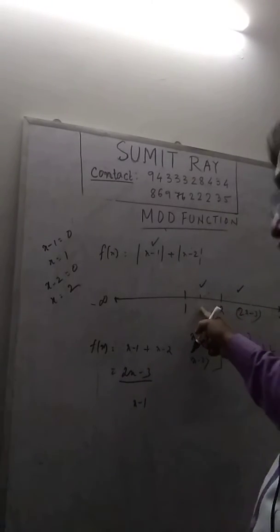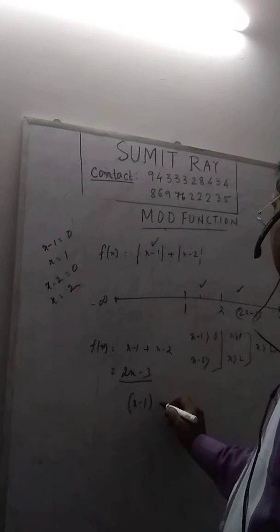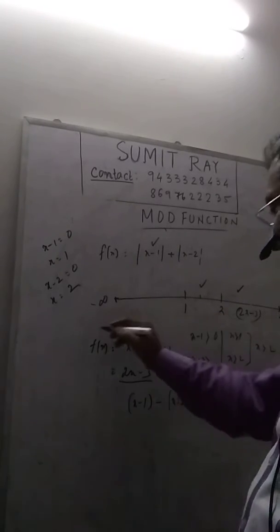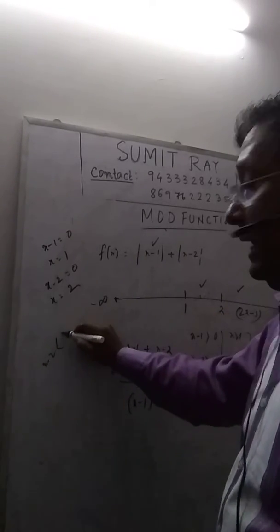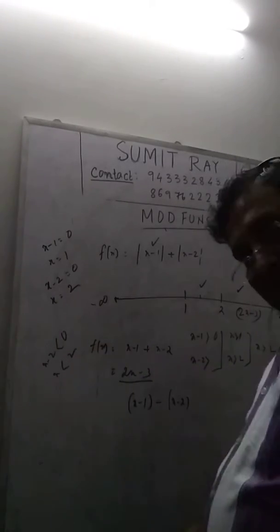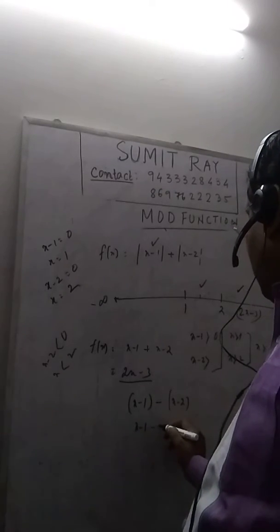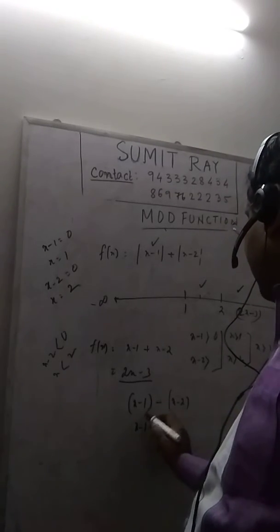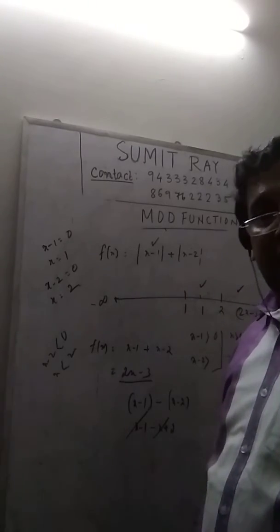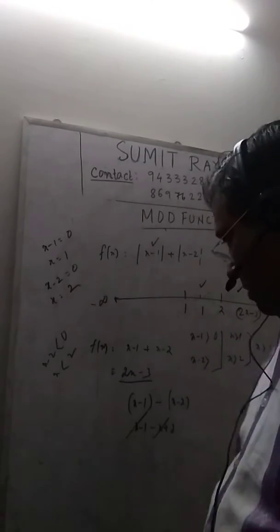But since the values of x are less than 2, here I can write x minus 1 minus x minus 2. Because if x minus 2 is negative, then x is less than 2. So x minus 1 minus x plus 2 is cancelled, and this is 1. So within this interval, the function basically y is equal to 1, for any value.